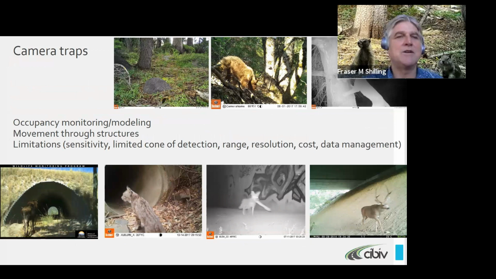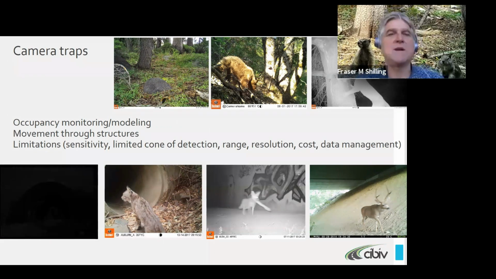So camera traps, we use them for a lot of different things. Relevant to what I'm going to talk about today, we look at occupancy and monitoring occupancy of wildlife and modeling their occupancy, evidence of their presence. We also use camera traps quite often to monitor movement of wildlife through structures, either structures that were built for the wildlife especially, or structures that were built for some other reason, like moving water or a road. And the wildlife are just opportunistically using that structure to get from one side of a roadway to another.